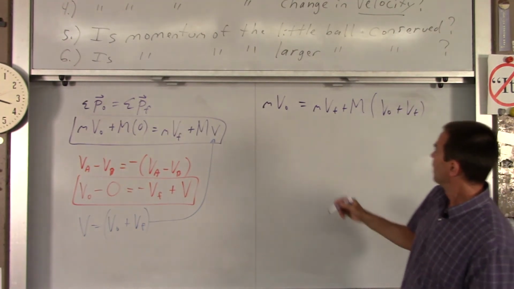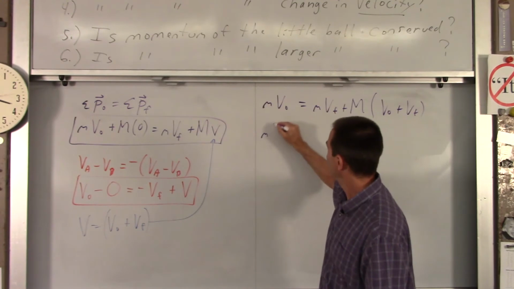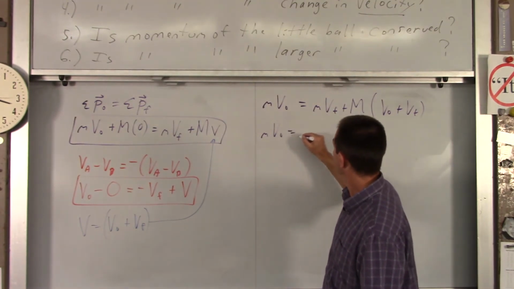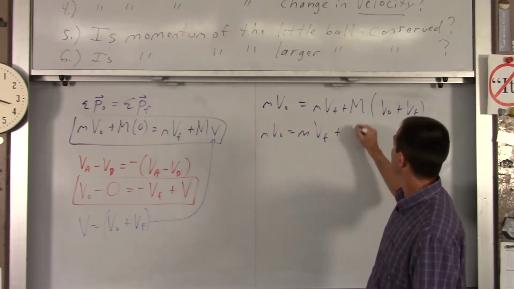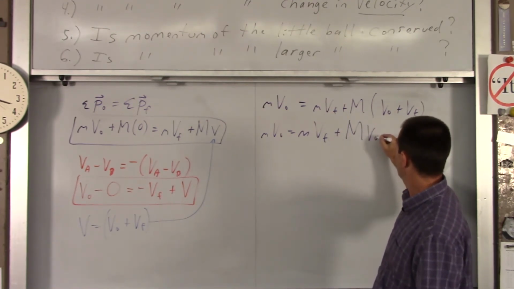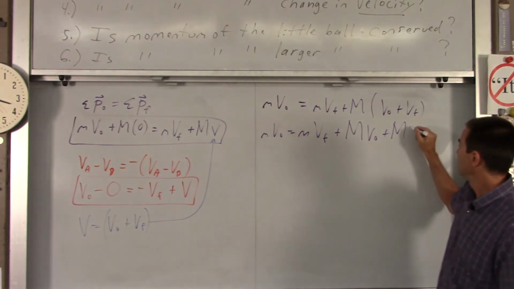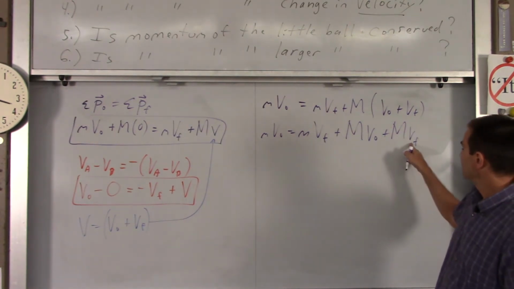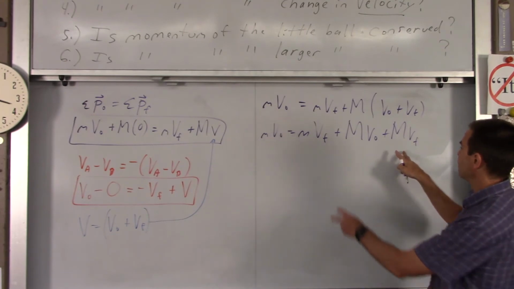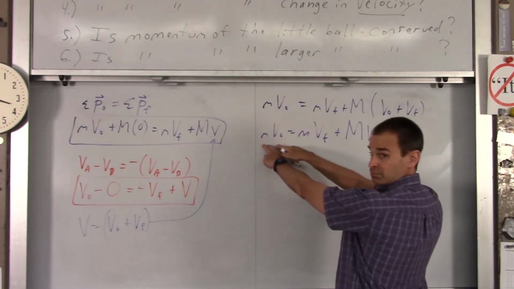We'll distribute the big M, so you've got big M v naught. Little m v naught equals little m v final plus big M v naught plus big M v final. So I distributed my big M. I want to get the v final by itself, so I'm going to move this over to here.